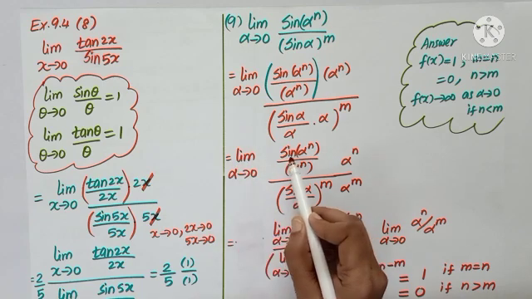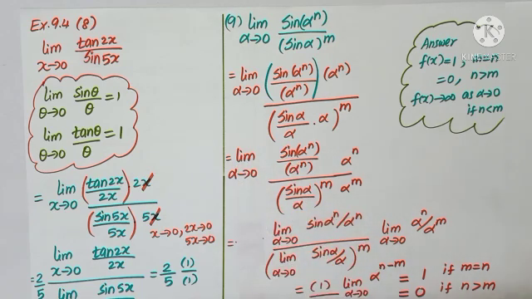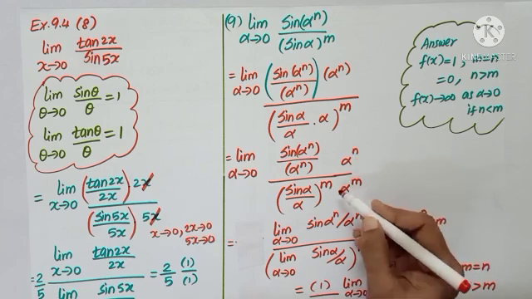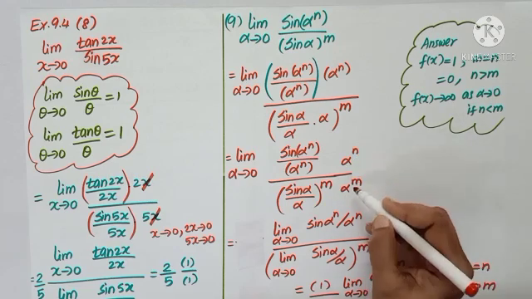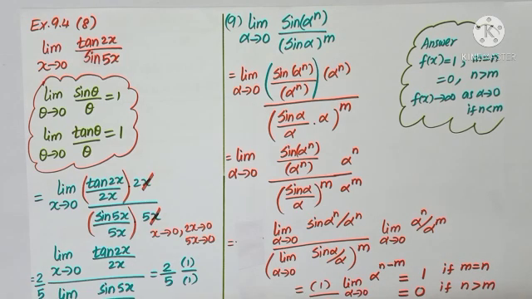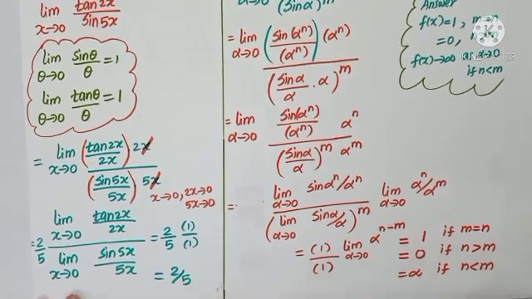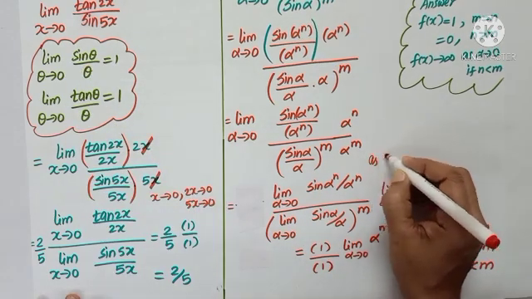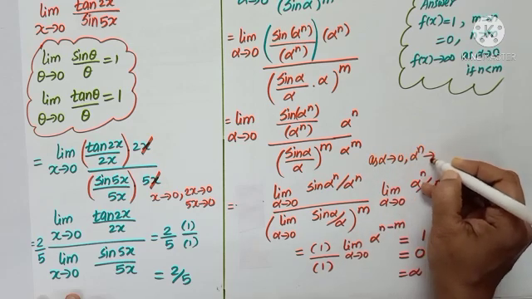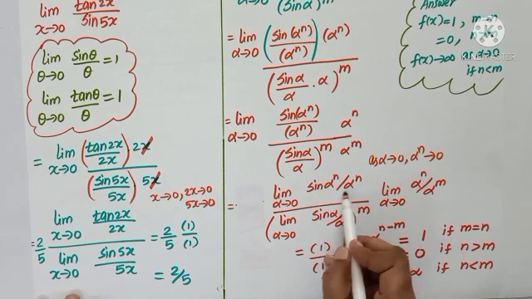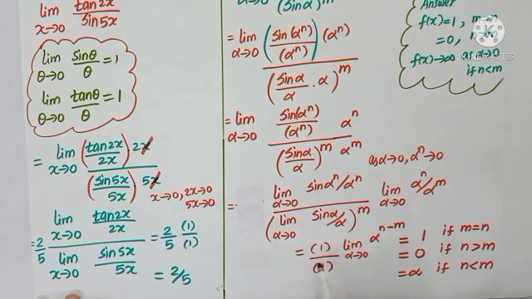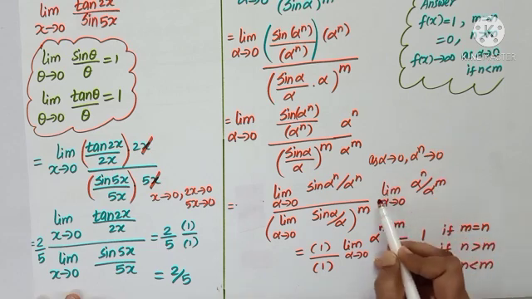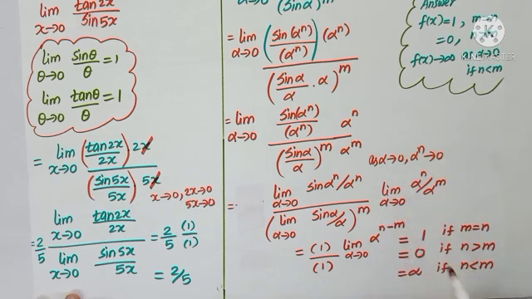Now I can apply limit for the numerator, limit for the denominator. This being alpha, let me combine alpha power n minus m. The numerator reduces to 1 because we apply this formula. As alpha tends to 0, alpha power n tends to 0. So the numerator becomes 1, the denominator becomes 1, leaving us only this term. When alpha is tending to 0, alpha power n minus m, what happens?